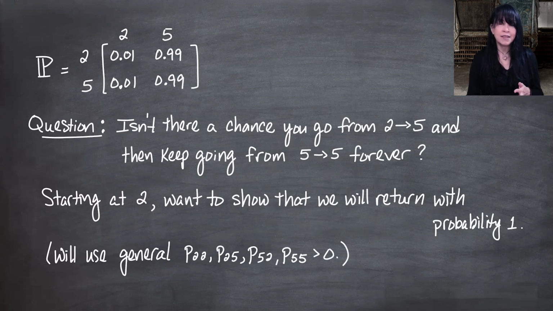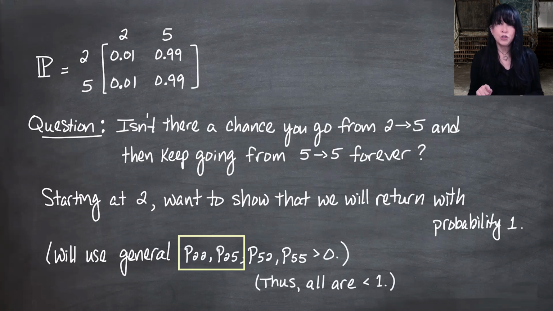At the same time, this implies that they're all less than 1 because, for example, these 2 probabilities have to add up to 1 because they correspond to the 2 row of the transition matrix where these 2 have to add up to 1.